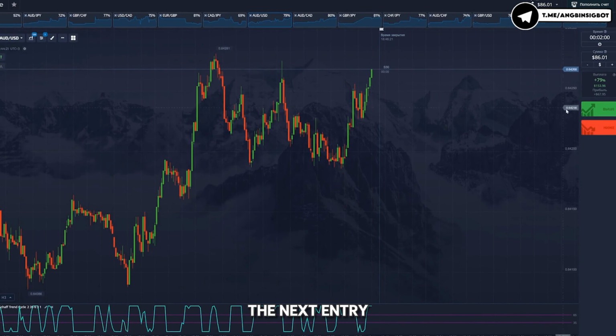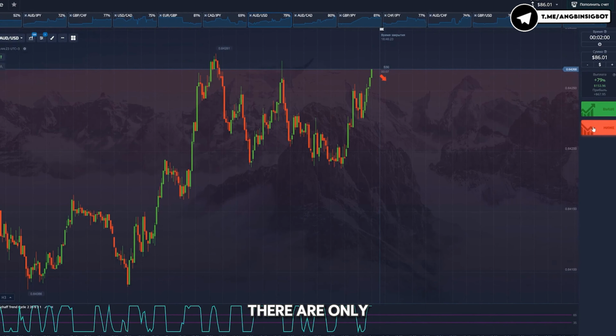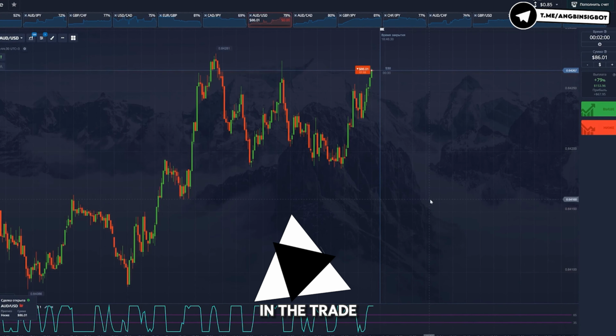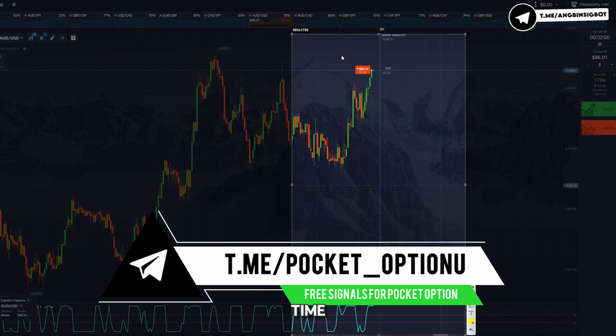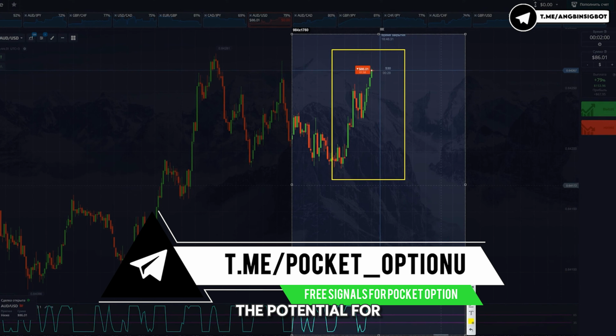I will make the next entry on the USD pair. There are only a few seconds left until the candle closes, and I am investing $86.01 in the trade. As with previous entries, we can see that for a specific period of time. Let me mark it. The potential for price movement to the upside is clearly visible on the chart.